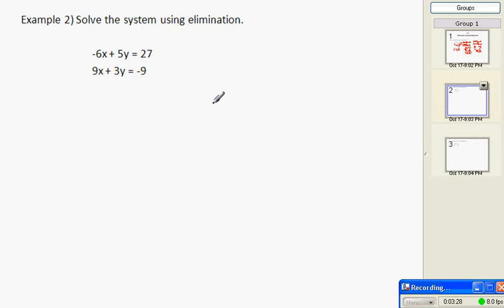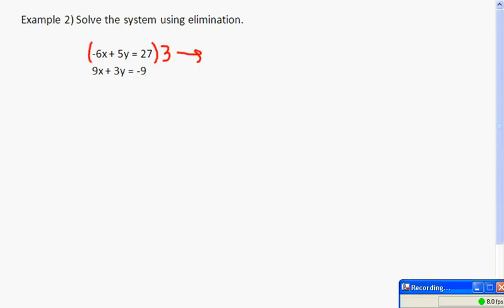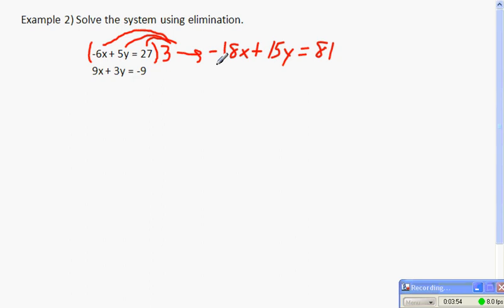In order to do that, I need to multiply this top side by 3. Again, needing to distribute my 3. 3 into -6x is -18x. 3 into a positive 5y is a positive 15y. And 3 into 27 is going to give me 81.